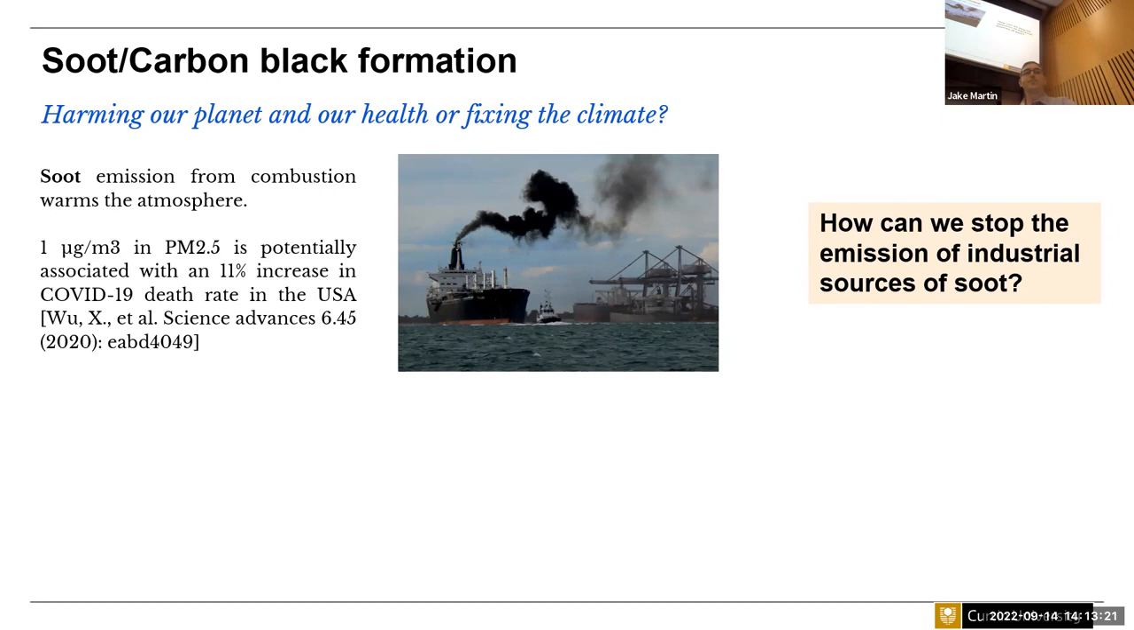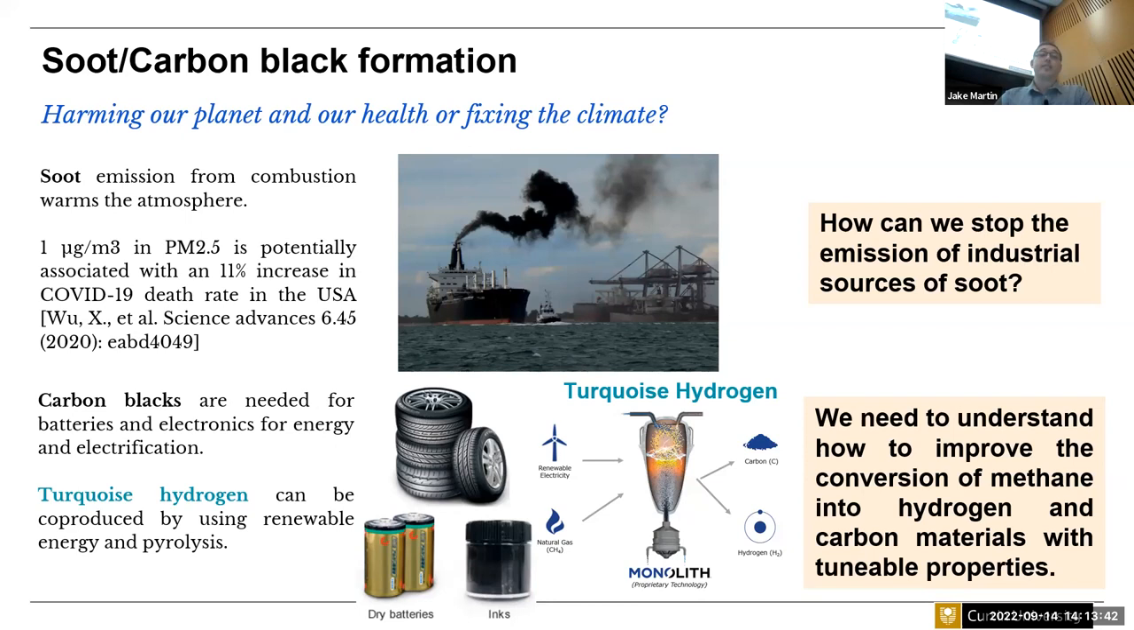This is something we want to reduce the emission of because it's bad for the planet. It's the third biggest contributor to climate change after CO2 and methane. It also harms our lungs and makes us more susceptible to respiratory viruses. It's not good. But it's also necessary for us to help fix the climate. We need carbon blacks for batteries. Also, people are looking at creating hydrogen directly through the production of carbon blacks as a byproduct, which is quite nice. So we'd really like to understand how to improve the conversion of methane, so make lots of soot and then generate hydrogen as the byproduct.